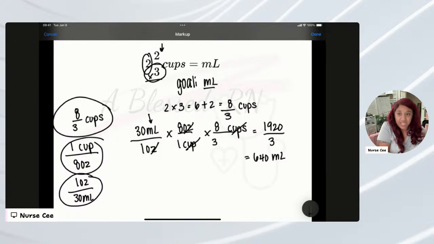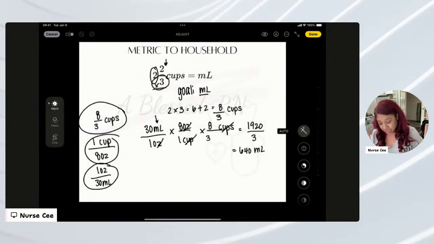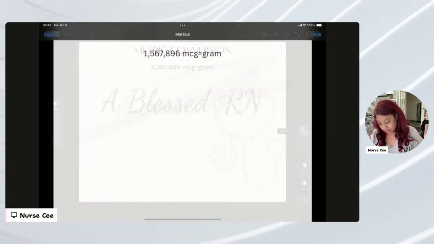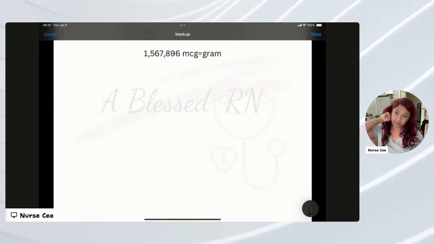All right. So let's do some more. It's like I said, it is so very, very important that we know our metric conversions. So the microgram, milligram, kilogram, and gram type spiel. Let me show you something before we do this problem, okay?